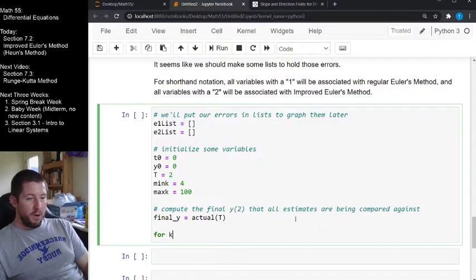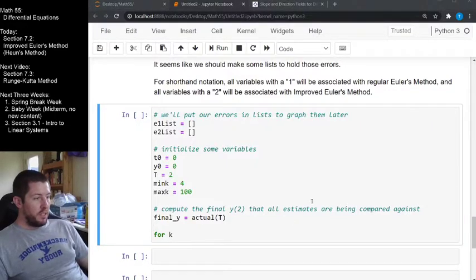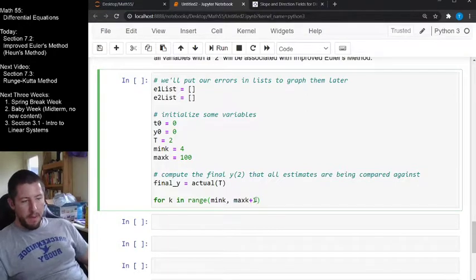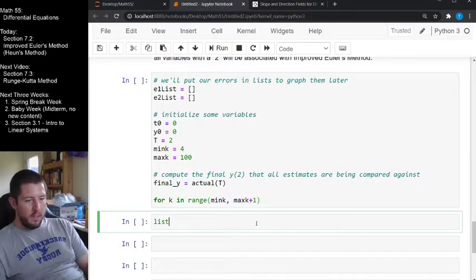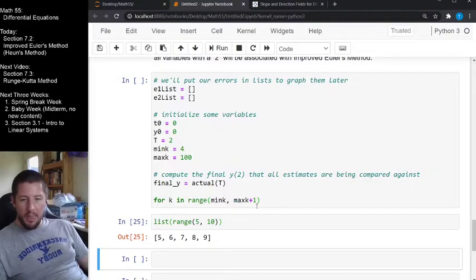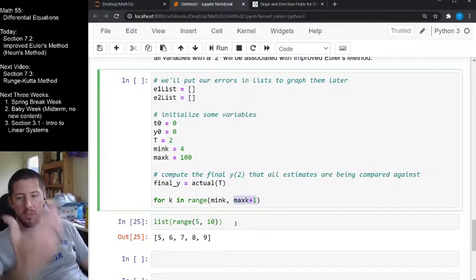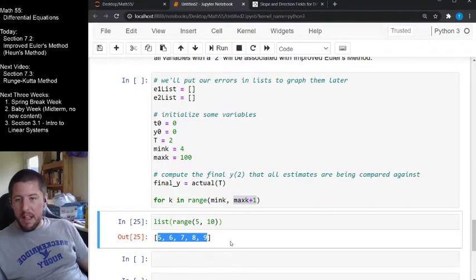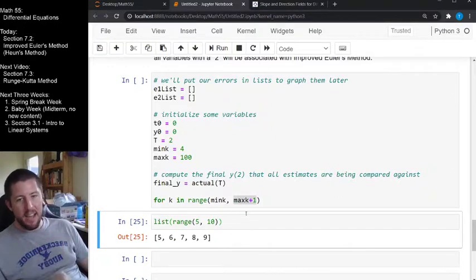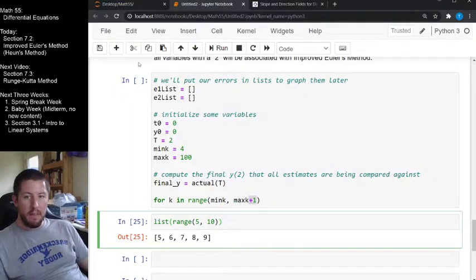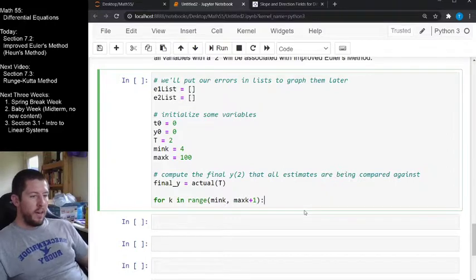So here's what we're going to do. We're going to say for k in the range min k to max k, and I do want to get the 100th one in there. Remember that Python does this thing, like if we do list range 5 to 10, it actually only gives us 5 to 9. 10 minus 5 is 5, so it should have 5 elements in it, starting from 5: 5, 6, 7, 8, 9. It doesn't get to 10. So since I want the 100th thing in there, I add 1 to get all the way out to 100 as our final value.